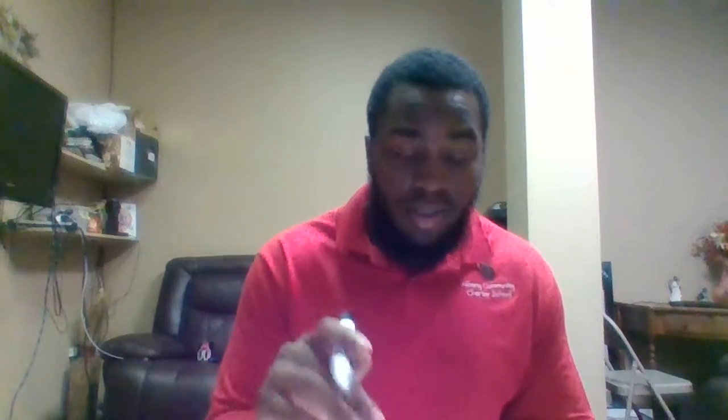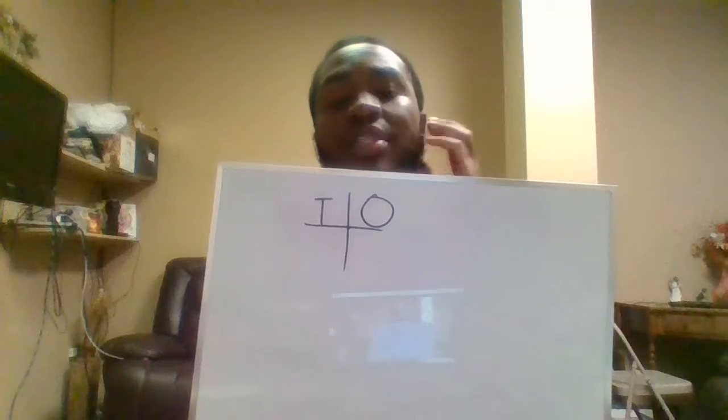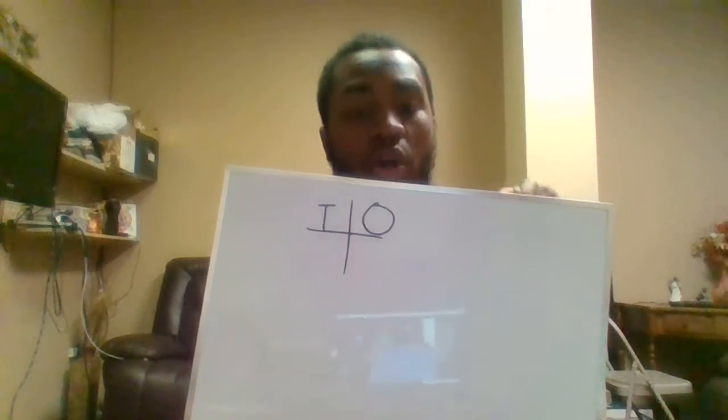Okay, we have these things called place value. And I'm just going to go over 2 place values, the tens and the ones place. That's it. You got the tens and the ones place. T for tens, O for ones.